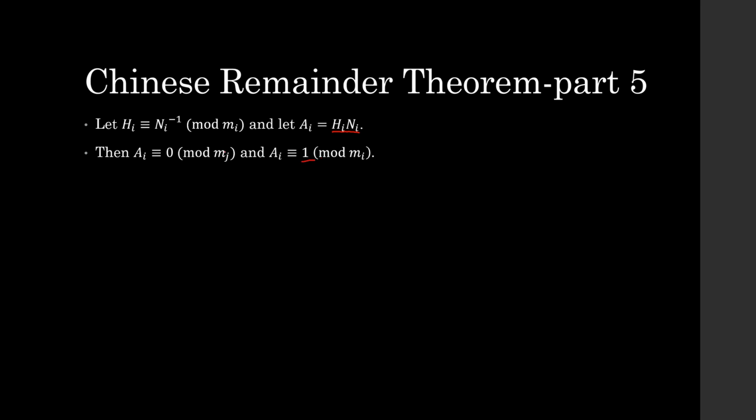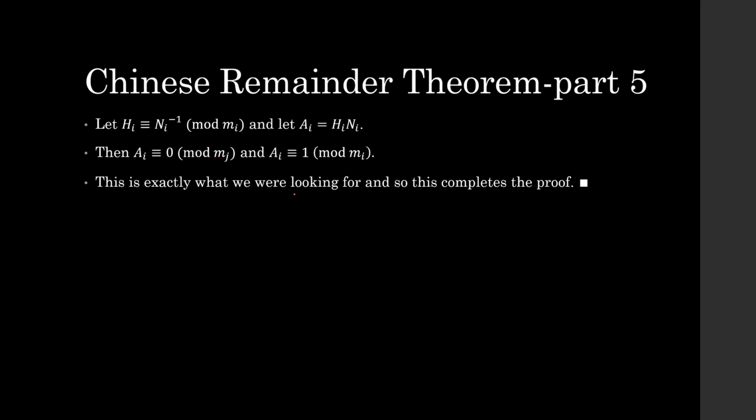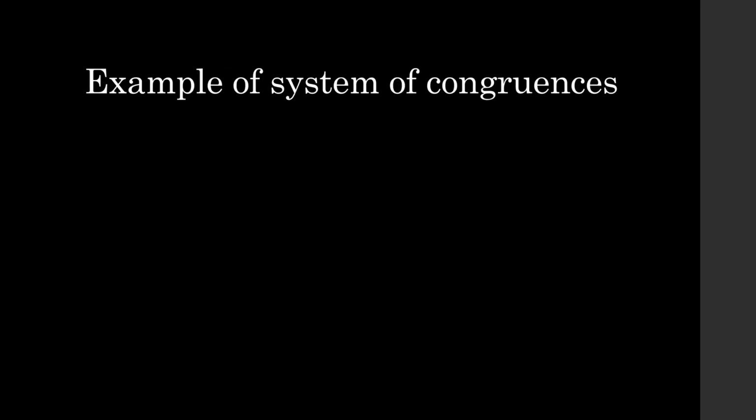And then for mod mj, well, ni is going to include all the mj's, they're inside ni here. And so that means that we're just going to get 0 because it's going to divide ai. So that's exactly the type of behavior we wanted. And so that completes the proof. So let's actually do an example of this to get our hands on it. So we've got this congruence here.